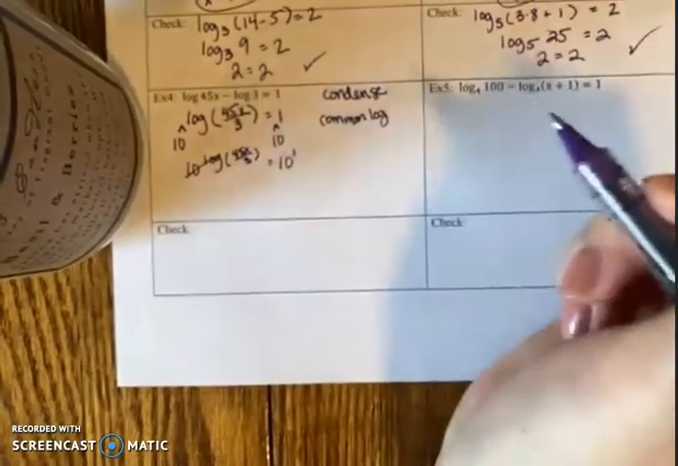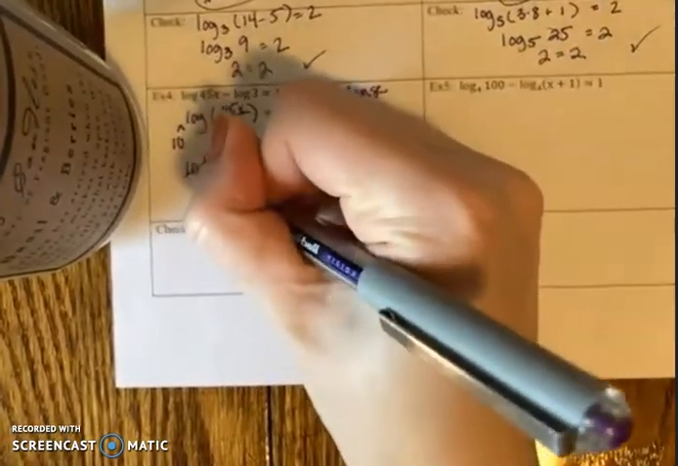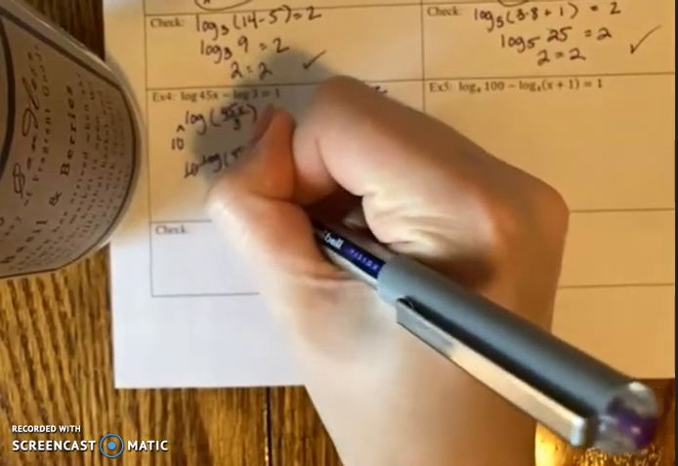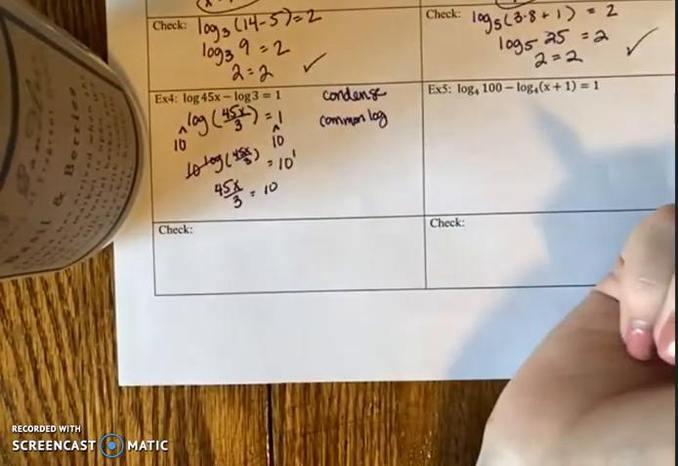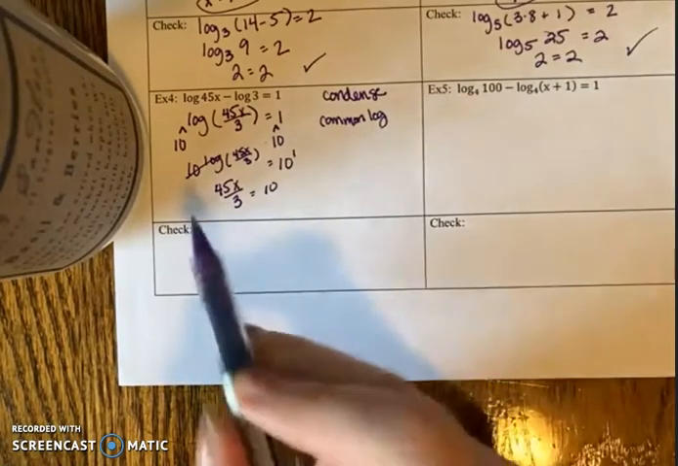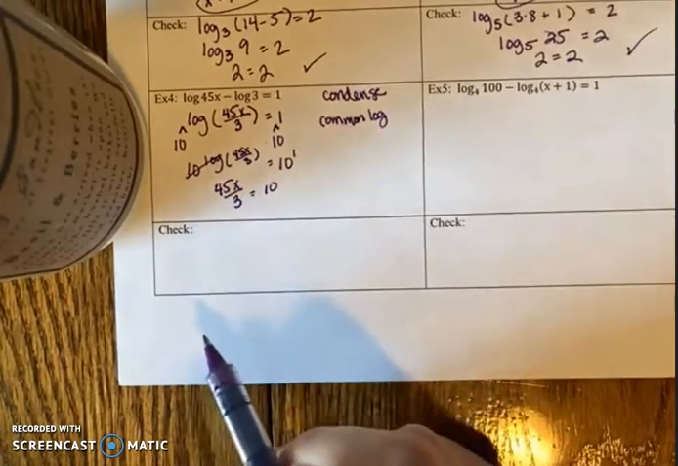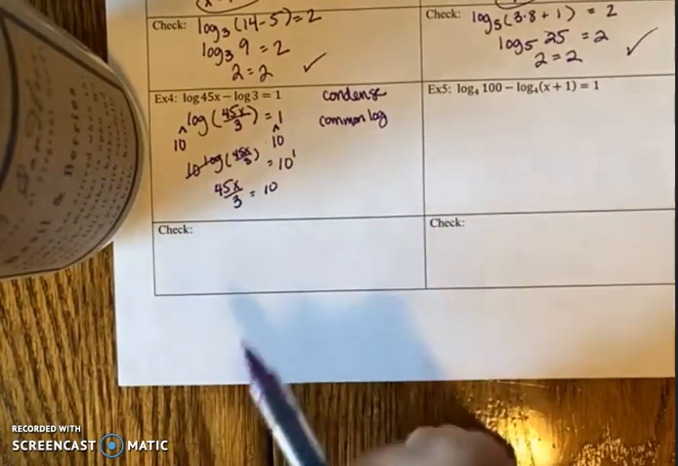The 10 and the log cancel out, so I just have 4x over 3 equals 10 to the first power, which is just 10. And I need to solve for x like I normally would. There's different ways you could do this. You could multiply each side by 3 and then divide each side by 4.